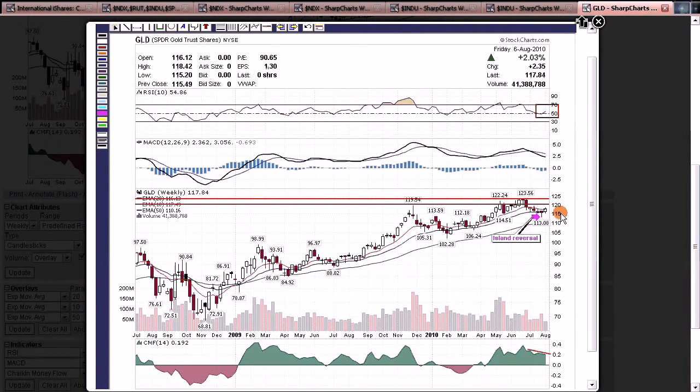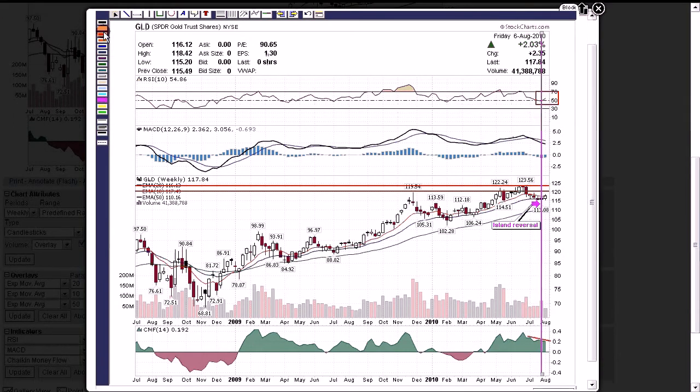Here's the gold. The gold, I mentioned that it was looking weak. It's pulled back. I said it would pull back to about 110. I was off by $3, and it's forming an island reversal. It was accompanied by heavy volume as well. Nice little heavy volume. So that's a good sign for that right here. That's a nice little sign for the island reversal.